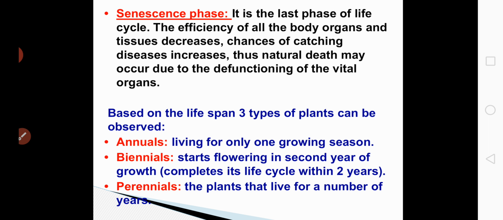Annuals means the plants living for only one growing season, or completing their life cycle in 1 year. Whereas biennials are the groups of plants that complete their life cycle within 2 years and start flowering in the second year of growth. Whereas perennials are the plants that live for a number of years. So these are the groups of plants based on the lifespan. Am I clear? Is there any doubt? Okay.